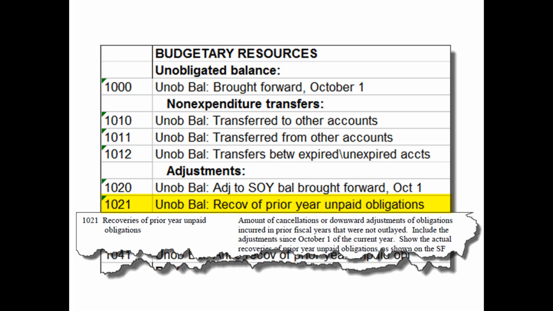Like lines 1010 and 1011, line 1021 is only used if you're preparing an apportionment after a recovery has already been made. Do not use this line before a recovery has taken place. We'll discuss anticipated recoveries when we get to line 1041. Lines 1020 and 1021 make up the adjustments section. The next section reflects anticipated transfers and adjustments.